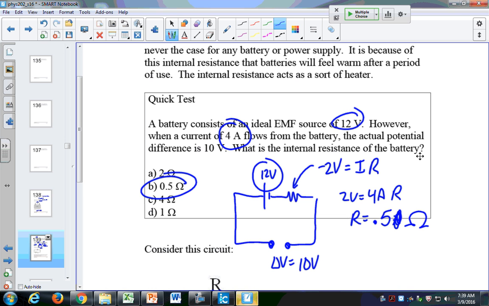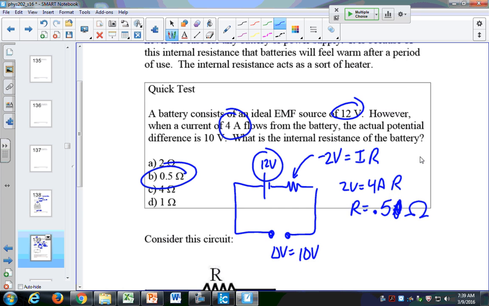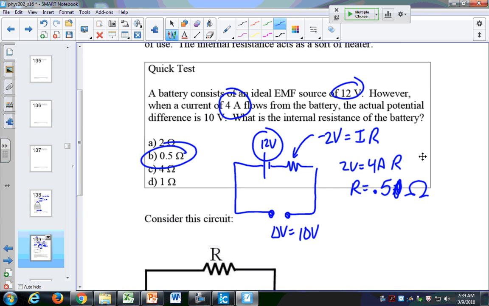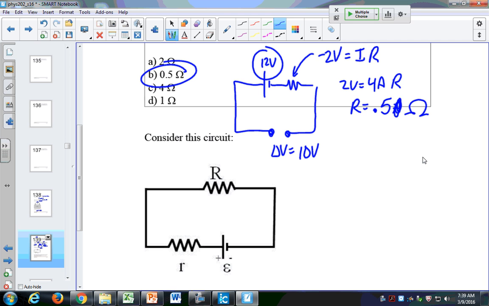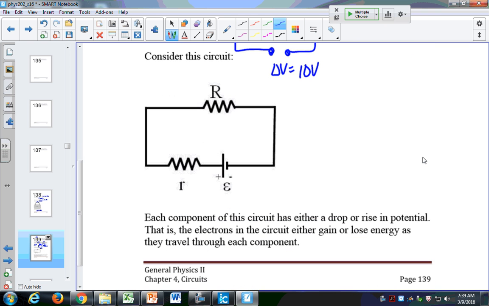You can see some multiple choice questions about internal resistance and just this idea that batteries, real batteries, do have a source of internal resistance. In fact, our houses have a source of internal resistance too. We'll talk about that later, but it's a little bit different than we see.